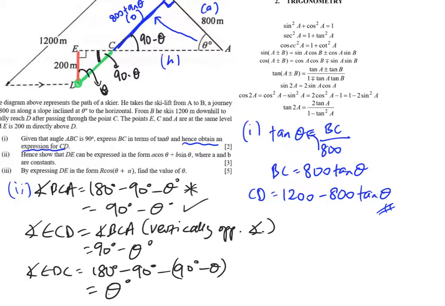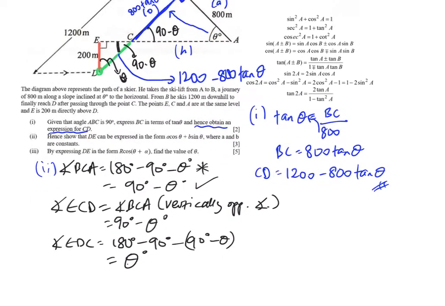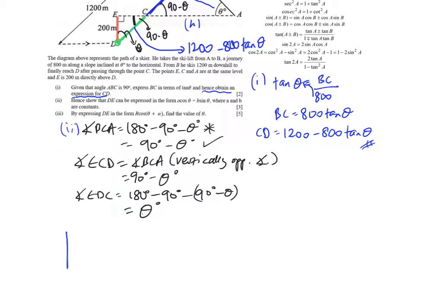The next step is to try our best to find the value of DE using some trigonometric ratios again. So again, we are supposed to use our part 1 answer. In part 1, we found BC, we also found CD. CD is right here in this green line. The green line's value is 1200 minus 800 tangent theta. So with that, I can express DE in terms of some trigonometric ratio. So I'm going to redraw the triangle EDC. So triangle EDC is right here.